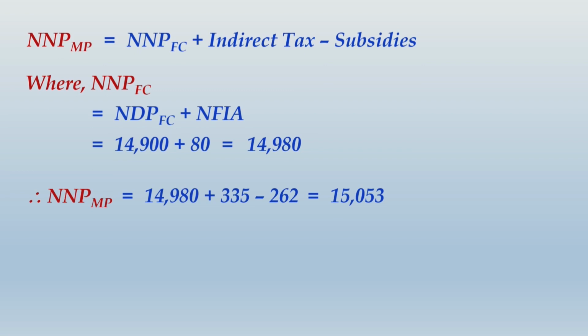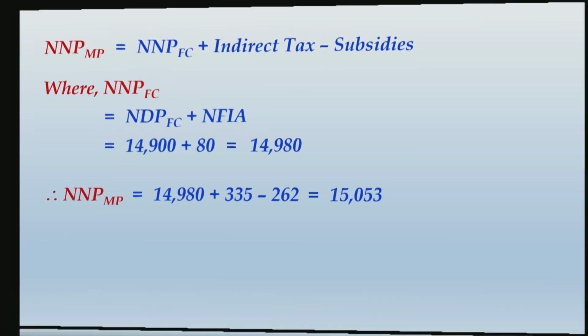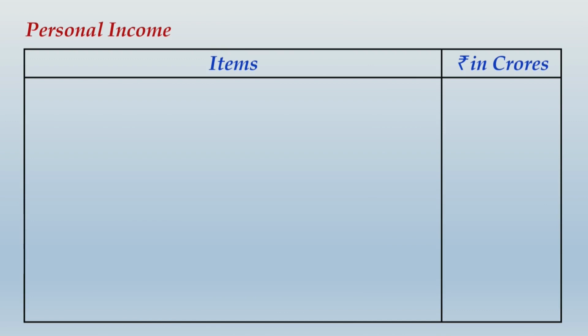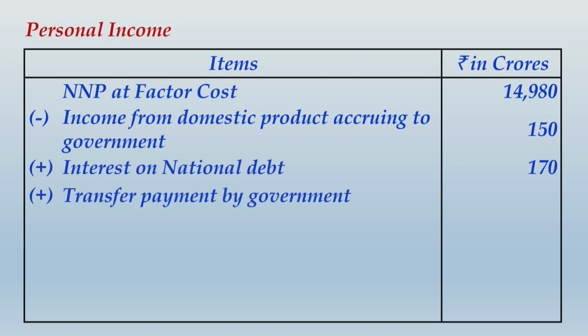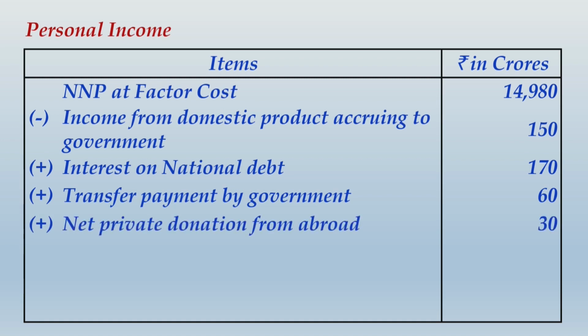Alright friends, once you have completed writing this much, let us move ahead, and from the information about national income, we will arrive at personal income first of all. So you can start with NNP at factor cost, which is the national income, subtract income from domestic product accruing to government, add interest on national debt, add transfer payment by government, add net private donation from abroad.